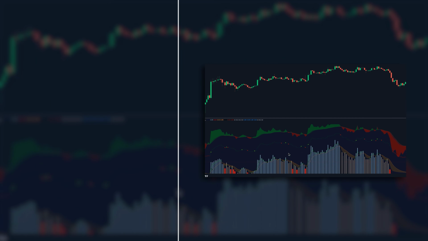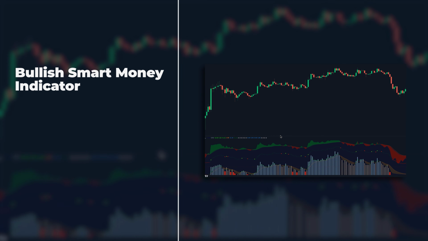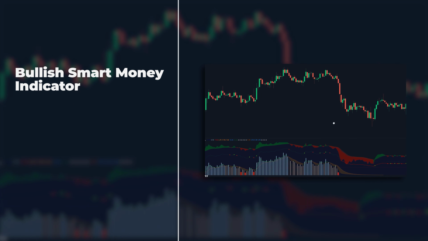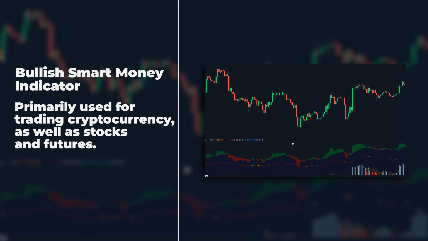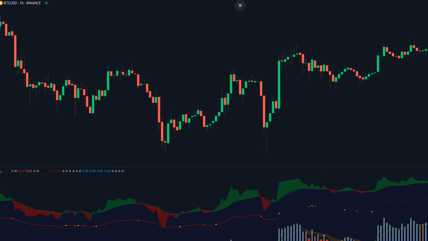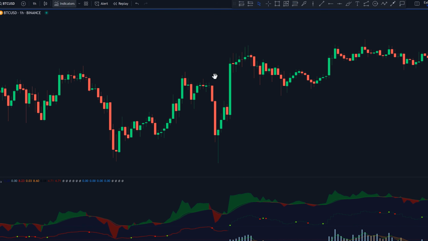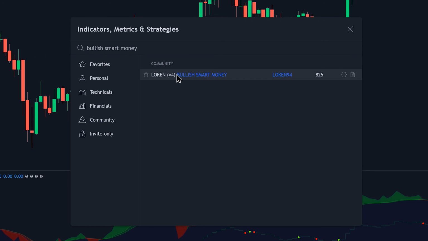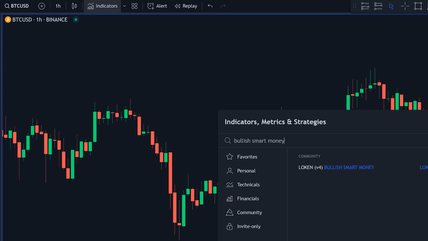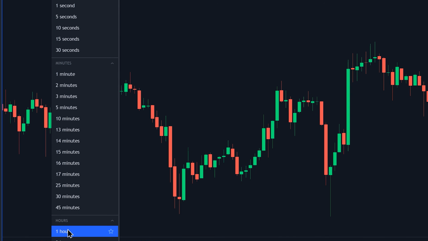So this is the Bullish Smart Money Indicator. It was designed by a TradingView user known as Loken94, and it's primarily used for trading cryptocurrency as well as stocks and futures. To add it to your chart, you're gonna go to TradingView and then type in Bullish Smart Money. And as you can see, it's gonna be this one right here. For this video, I'm gonna be using it on the 1 hour time frame of BTCUSD.